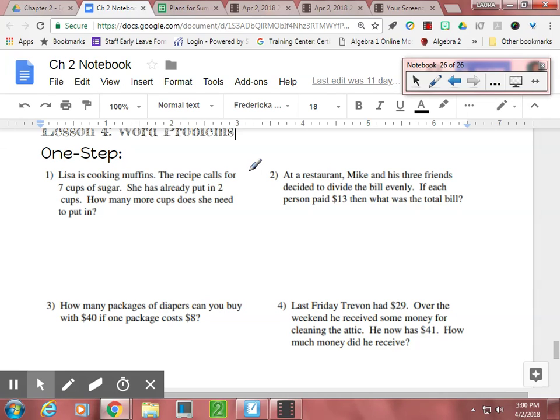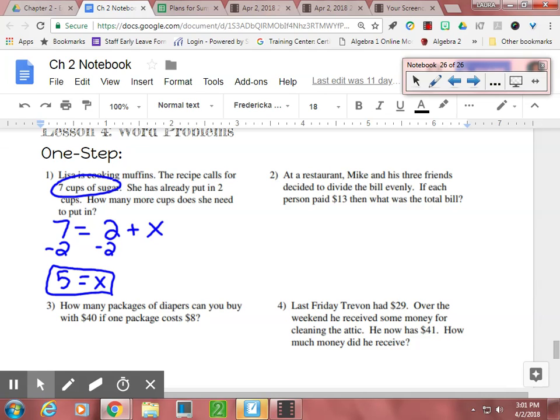The recipe calls for 7 cups of sugar, so I need 7 cups total. And I've already put 2 in, so 2 plus what is going to give me 7. So hopefully that's easy enough to know that you need to add up to that and get 5. But we can see that we would subtract this and get that 5 equals the cups that we need for this.